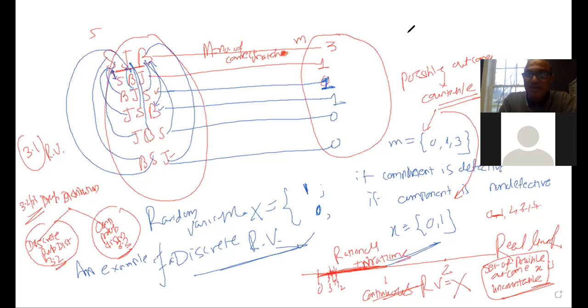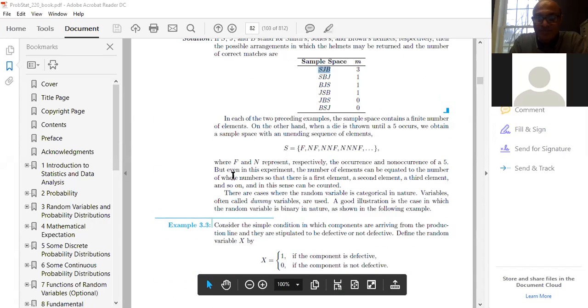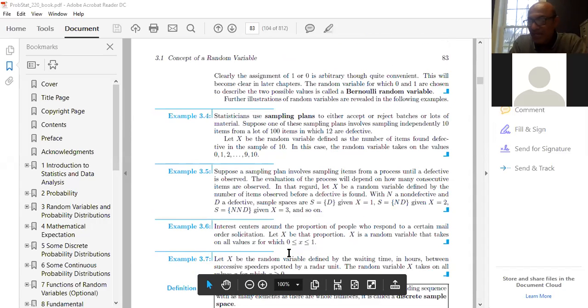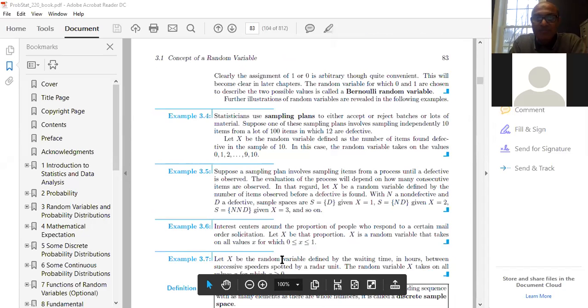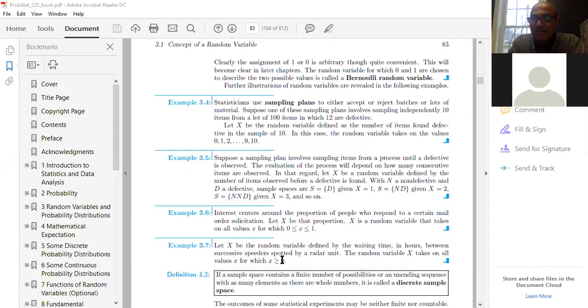Okay, so let me again share my book. So that's what I have mentioned to you. Look at over here, the last example. Consider the simple condition in which the components are arriving from the production line and they are stipulated to be defective or non-defective. So you can write the random variable 1 if the component is defective or non-defective. So my possible outcomes are now simply 0 and 1 for the infinitely many items. Then after this is called the Bernoulli random variable. Whenever you write this 0 and 1 form like this is the special name that is called Bernoulli random variable.